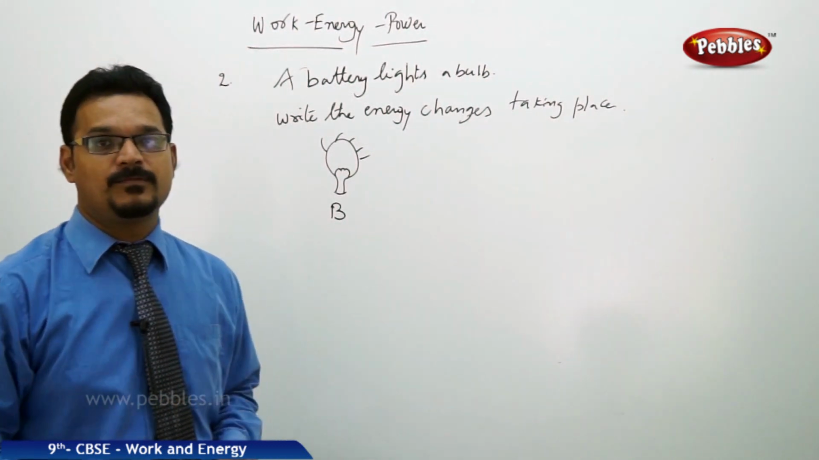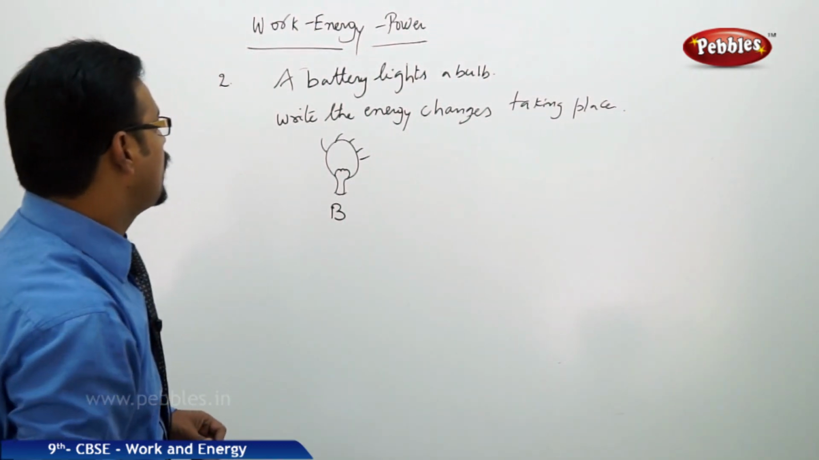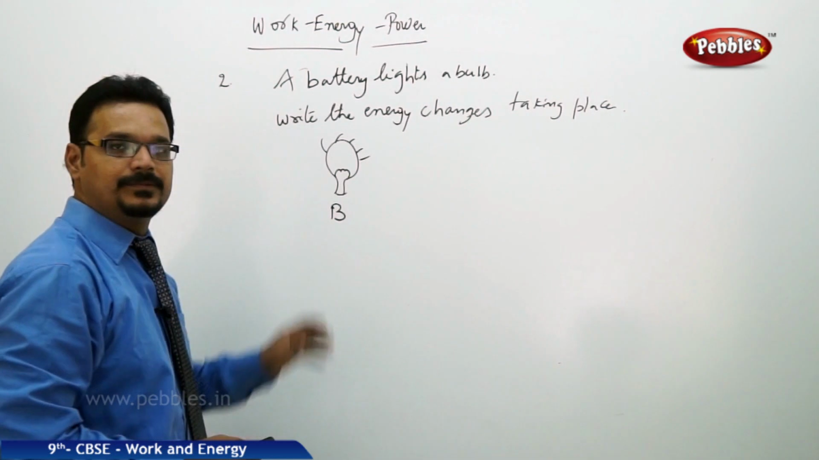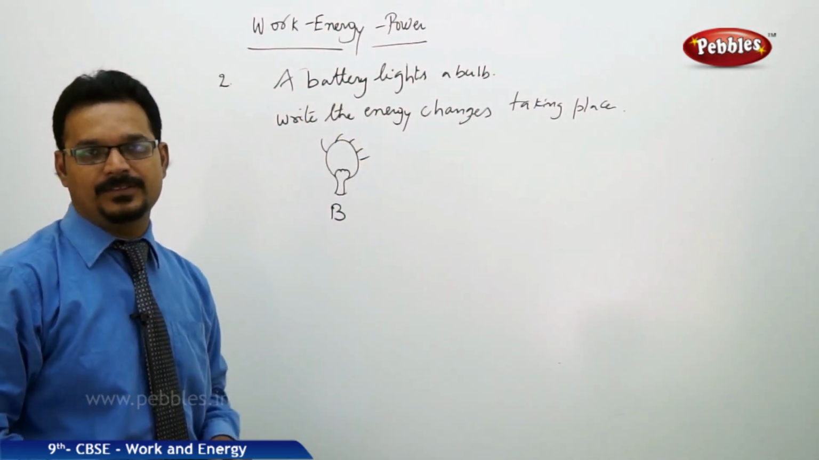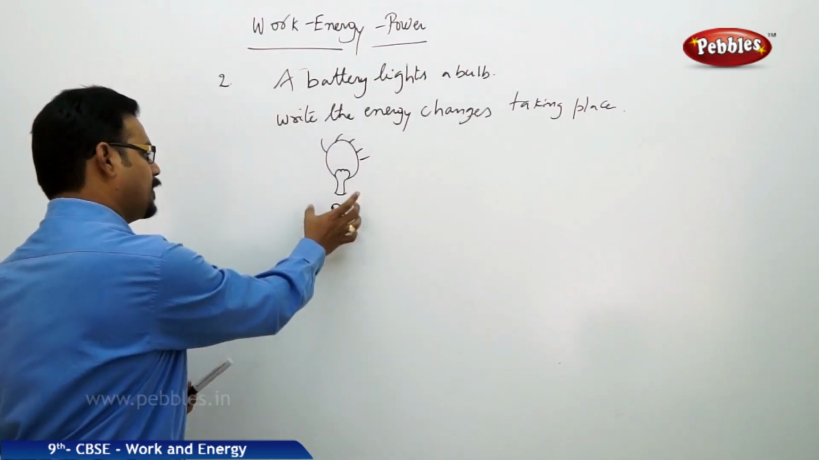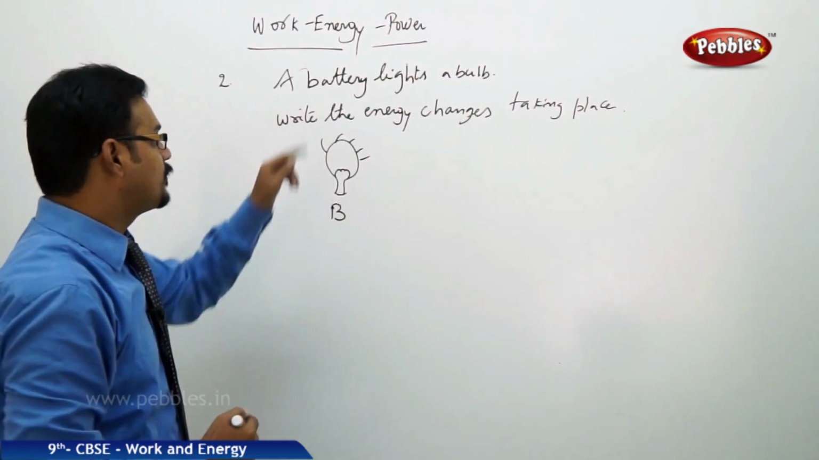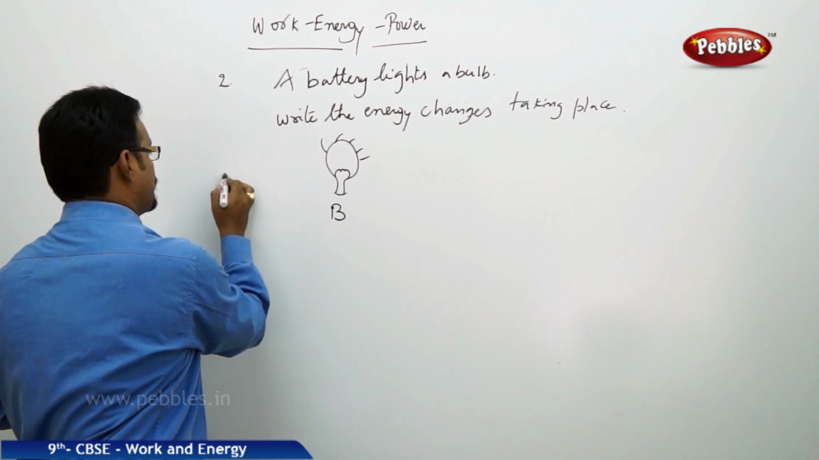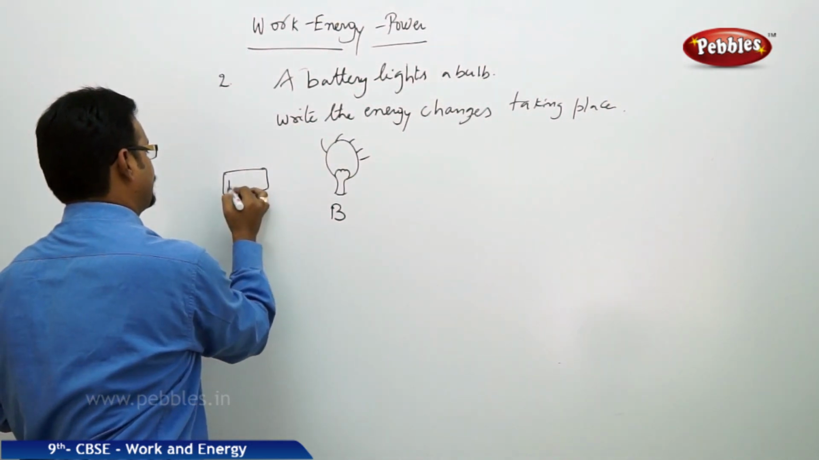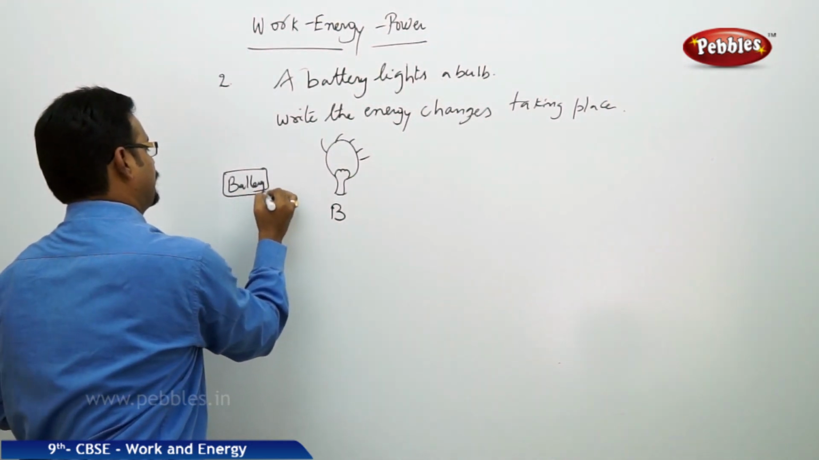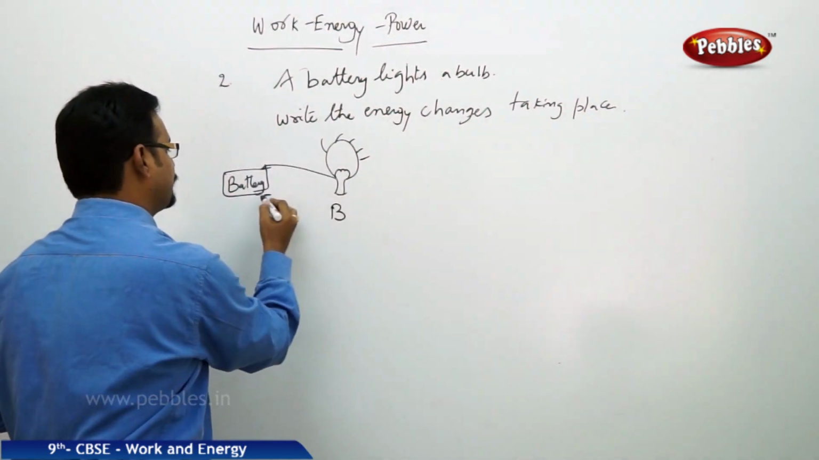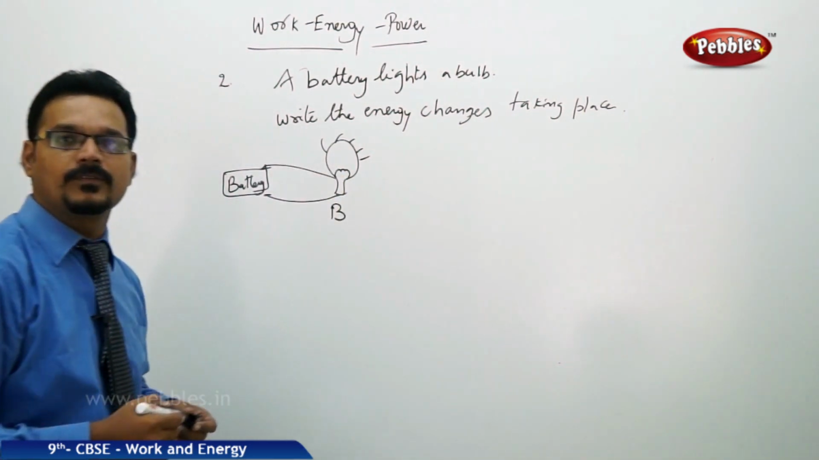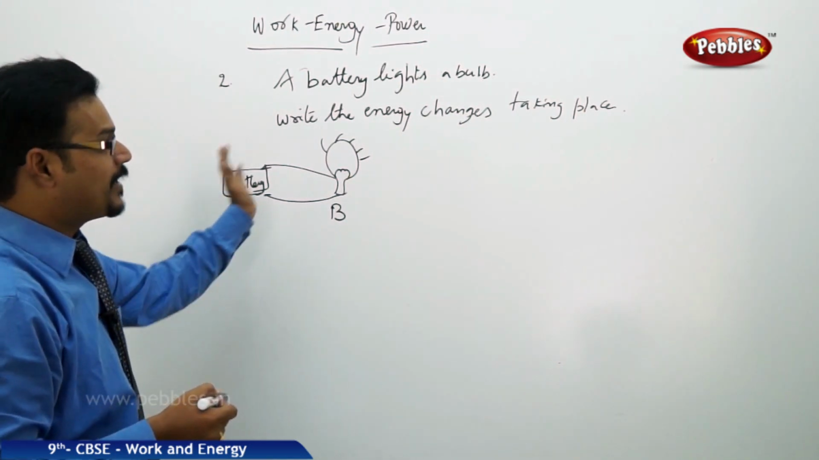Now the next problem for you. A battery lights a bulb. You need to write the energy changes taking place. So this is the bulb, and this bulb is connected to the battery. Say this is the battery. The battery has two signs and the battery is connected to the bulb. Now what type of energy change is taking place?